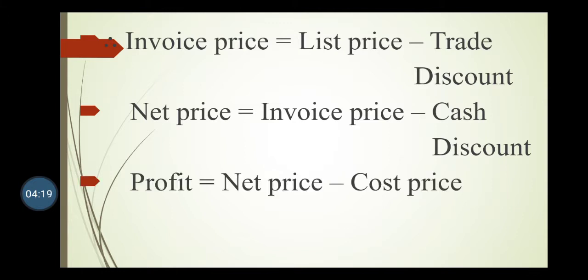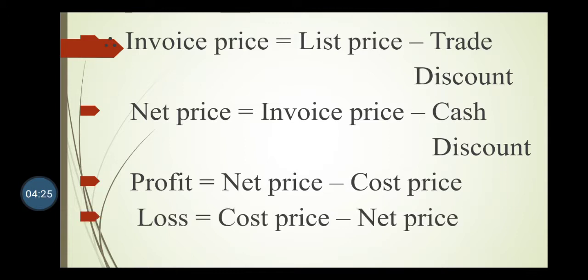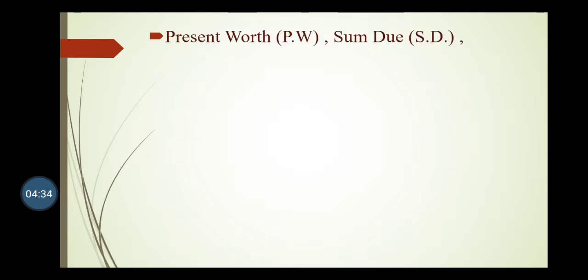Okay, is it clear? Now profit, we all know that it is net price minus cost price. Loss is cost price minus net price. Okay, is it clear? Now some more terms are there which we have to understand, which are present worth, sum due, true discount. These three terms I will explain you by giving an example.